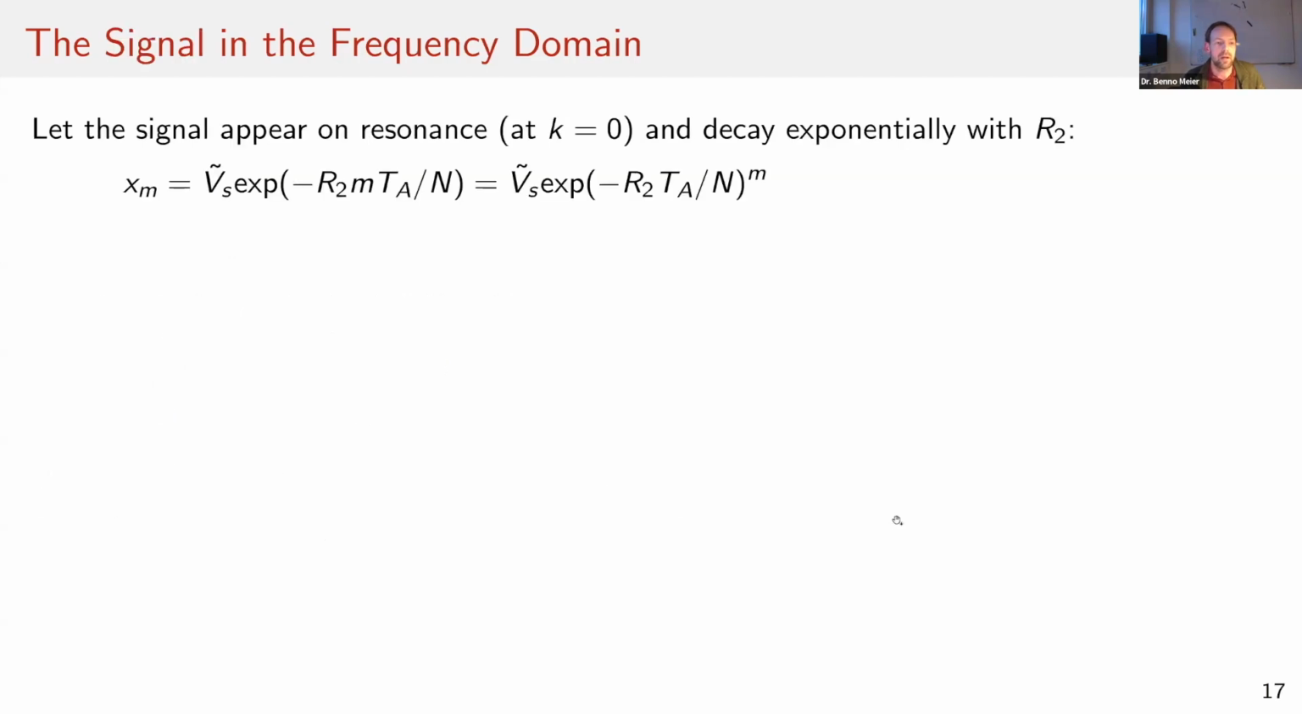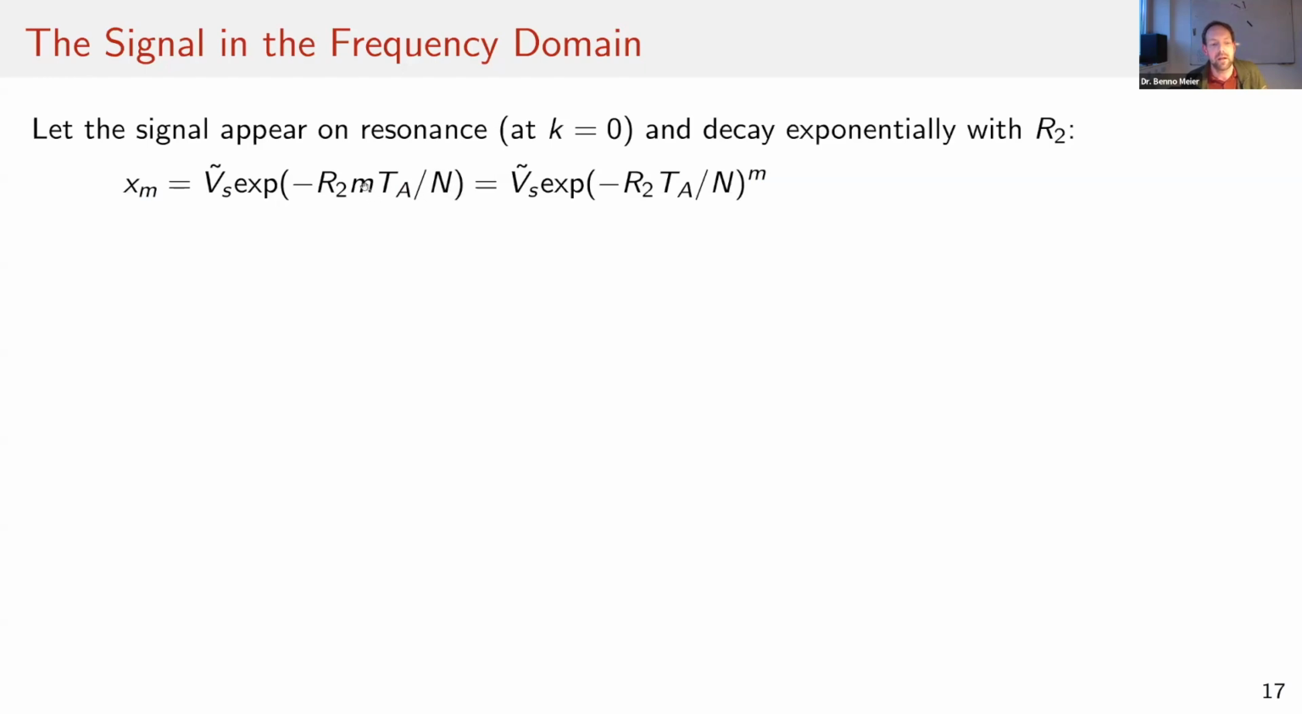Okay. Now for the signal, we choose our signal such that the calculation is easy. We choose it to appear on resonance, so that k is equal to 0. And we also choose it to decay exponentially with the spin-spin relaxation rate, R2. Then I can write my signal as the voltage at the beginning of the FID, which then decays exponentially. Here m is my mth sample, and I have the acquisition time, and here the number of points in the free induction decay that I record.